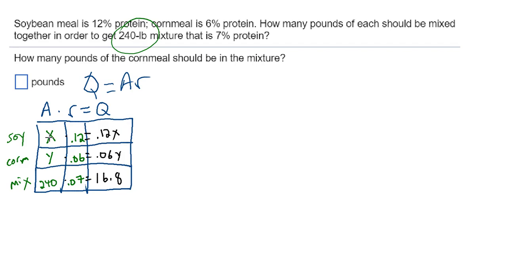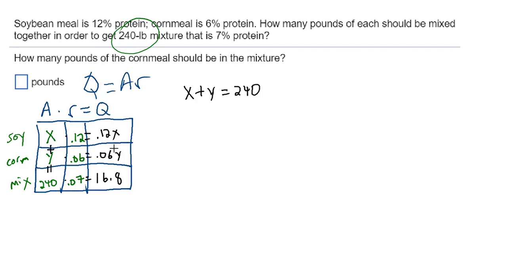All right. So because we use two variables, we need two equations. And we talked about this with the first example that we did. The first equation will be from the amounts. The amount of soybean plus the amount of cornmeal has to equal the total amount of the two mixed together, which will be 240. So we'll have X plus Y equals 240.